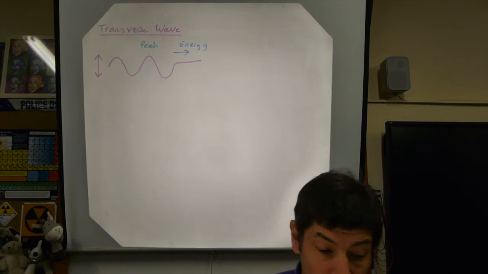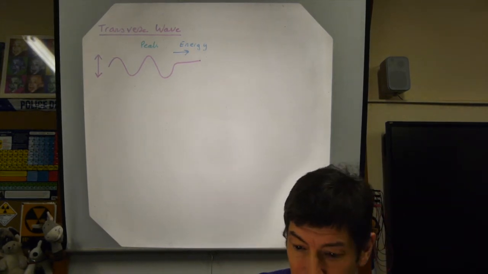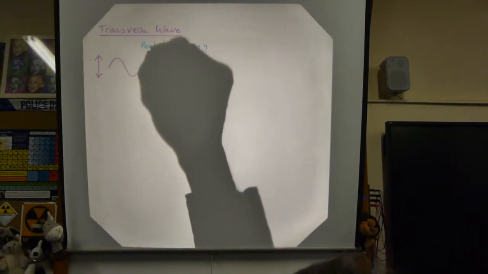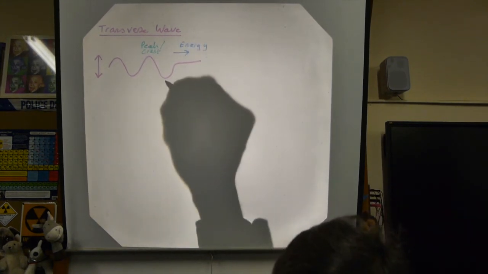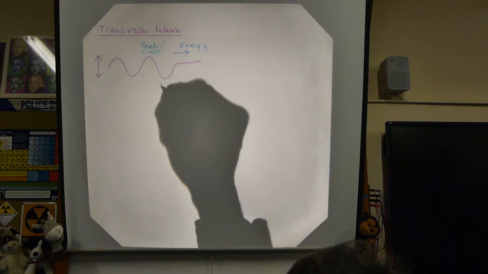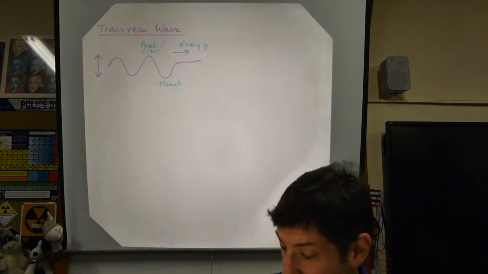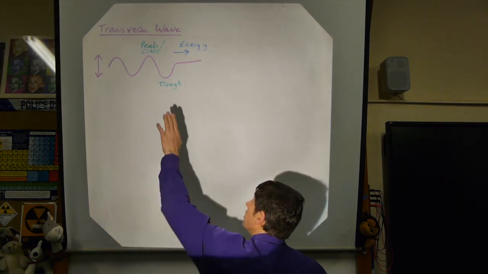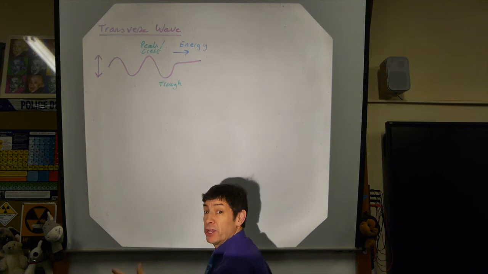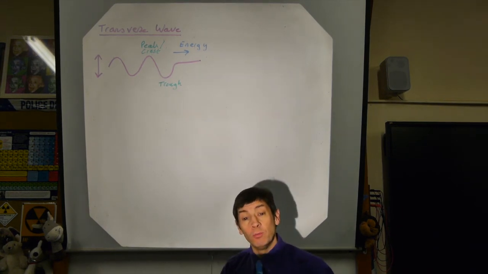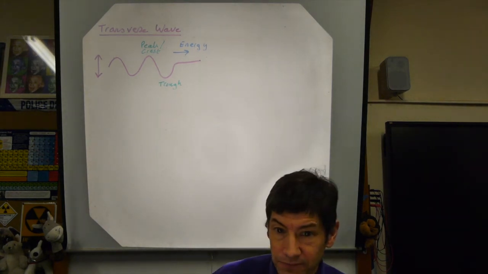Okay, or you could call that, if you want, the crest of a wave, the peak or a crest. And here, the lowest part of the wave, we'll call that a trough. It's important you understand about the peaks or crests of waves and the troughs, because we're going to look at what happens when we add two or more waves at a later stage.